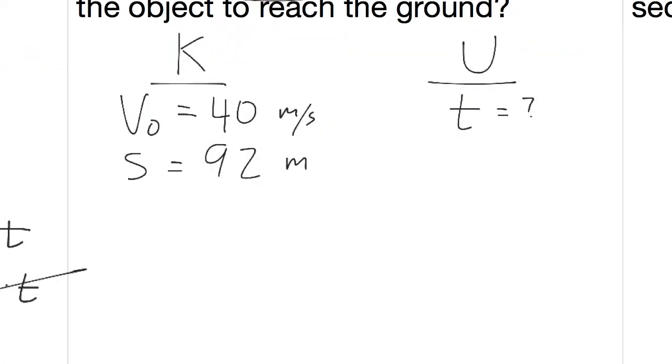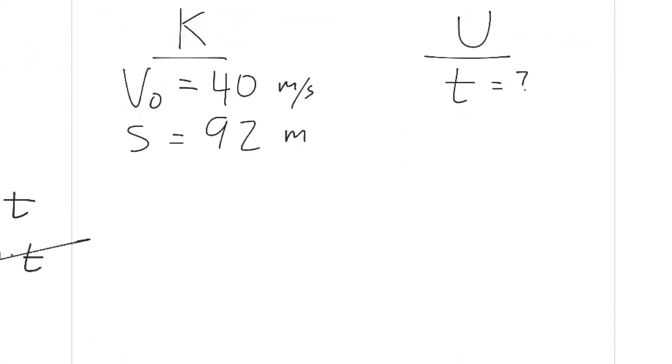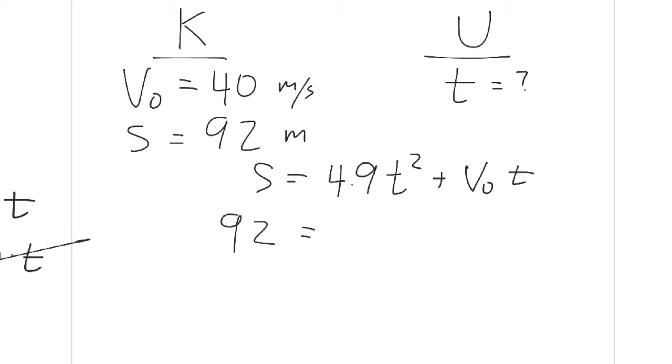We're going to use the same equation. Because we're working in meters, we use the 4.9 version. S equals 4.9 t squared plus the initial velocity times t. And then we're going to fill in the knowns. 92 meters, 4.9 t squared plus 40t.